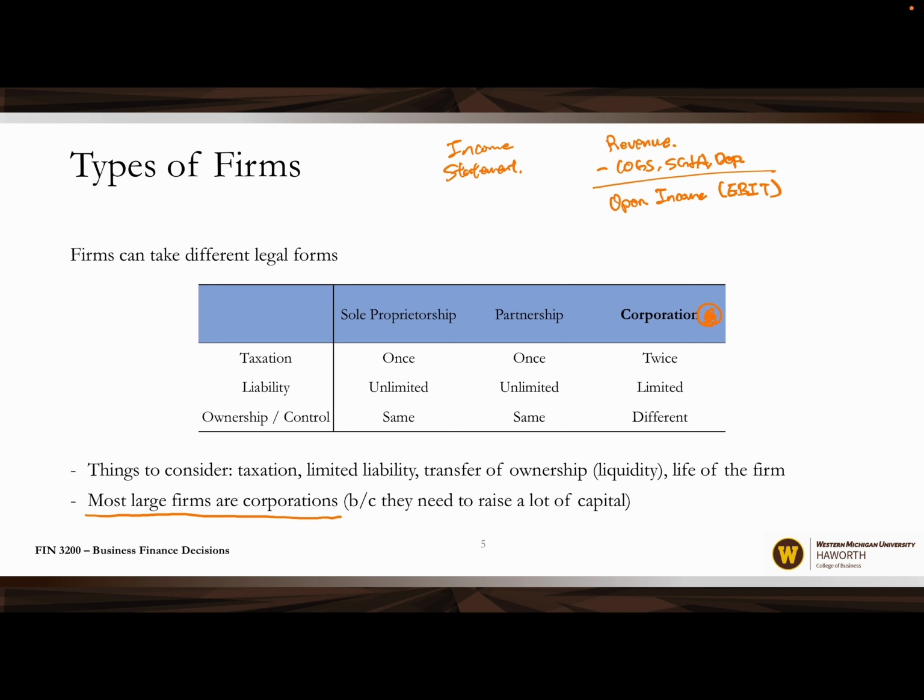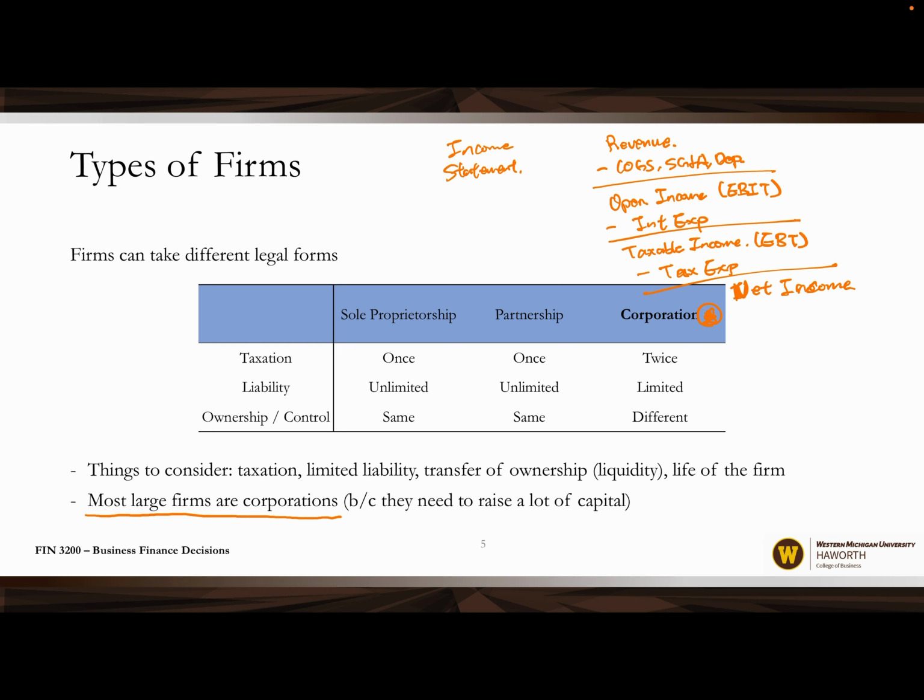Then you'll deduct the interest expense. Then you'll get what is sometimes called taxable income, or the EBT, earnings before tax. Then you have your tax expense because you've got to pay your taxes. This is the corporate tax. And then you have your net income.